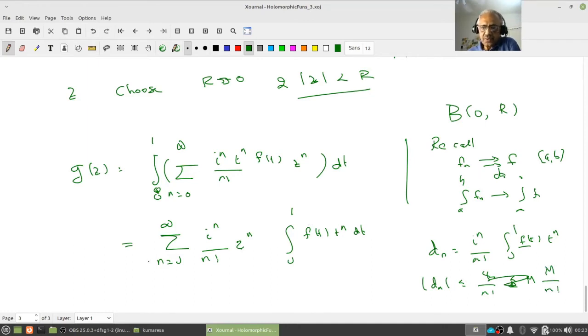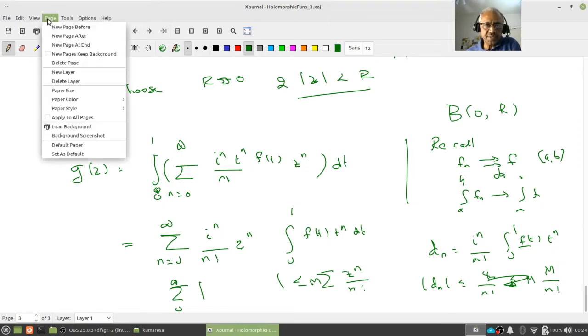So this term in modulus is dominated by M into mod z to the power n by n factorial. Have you understood this? And again, for the same reason, this series is uniformly convergent on any finite disk. This is a power series. Therefore, I can do term-wise differentiation.